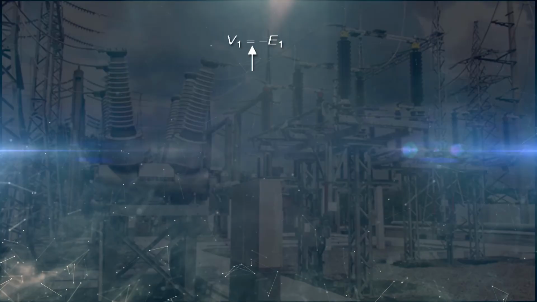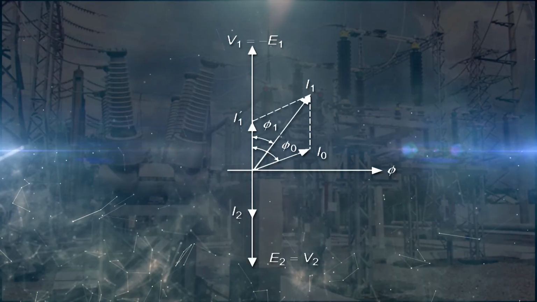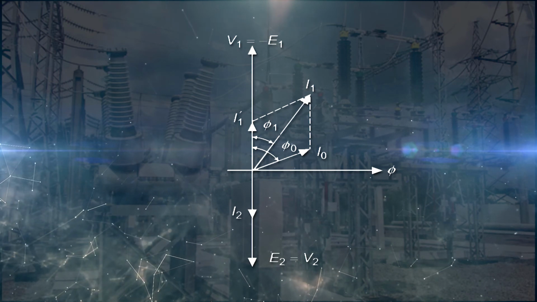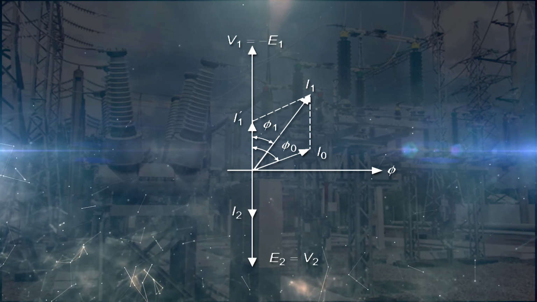This load may be the resistive load, inductive load, or capacitive load. So first of all, we are going to discuss the phasor diagram of the transformer at resistive load. We are just assuming that the resistance and reactance of the primary winding and secondary winding are 0.